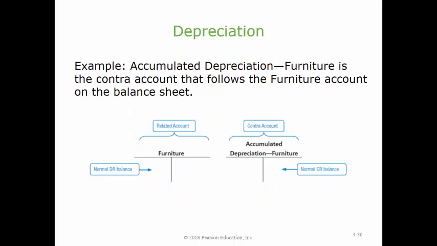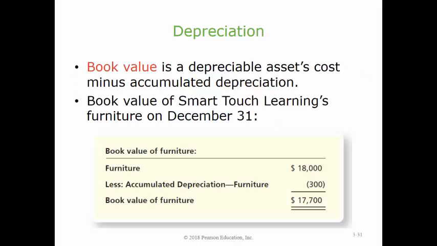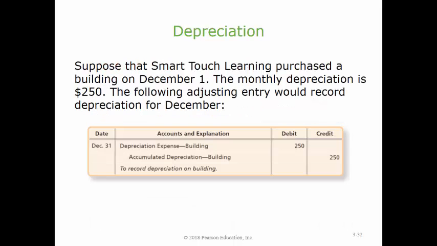Accumulated depreciation furniture is the contra account that follows the furniture account on the balance sheet. The furniture account has a normal debit balance, so accumulated depreciation furniture, a contra asset, has a normal credit balance. The balance sheet reports both furniture and accumulated depreciation furniture. Because it is a contra account, accumulated depreciation furniture is subtracted from furniture. The resulting net amount, cost minus accumulated depreciation of a plant asset, is called its book value. The book value represents the cost invested in the asset that the business has not yet expensed.